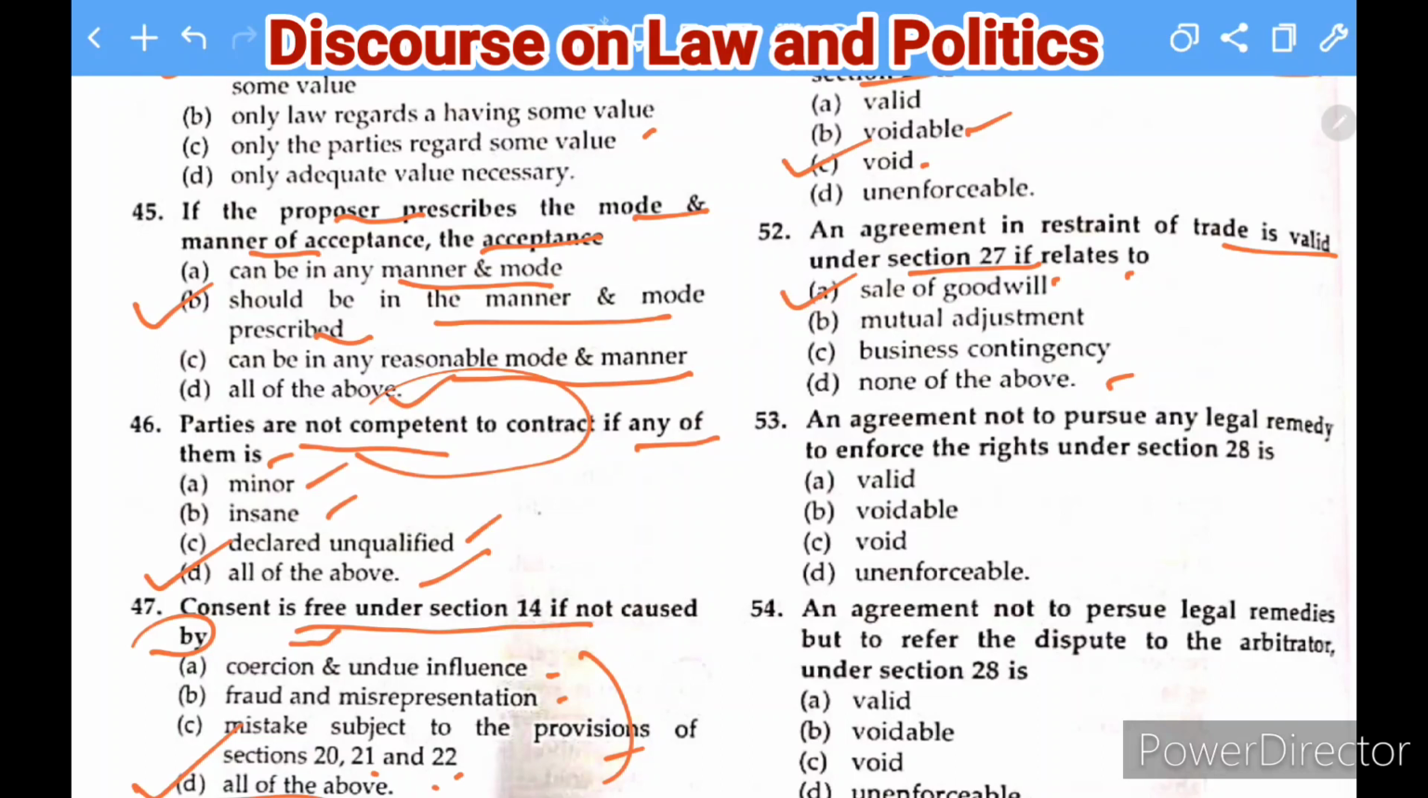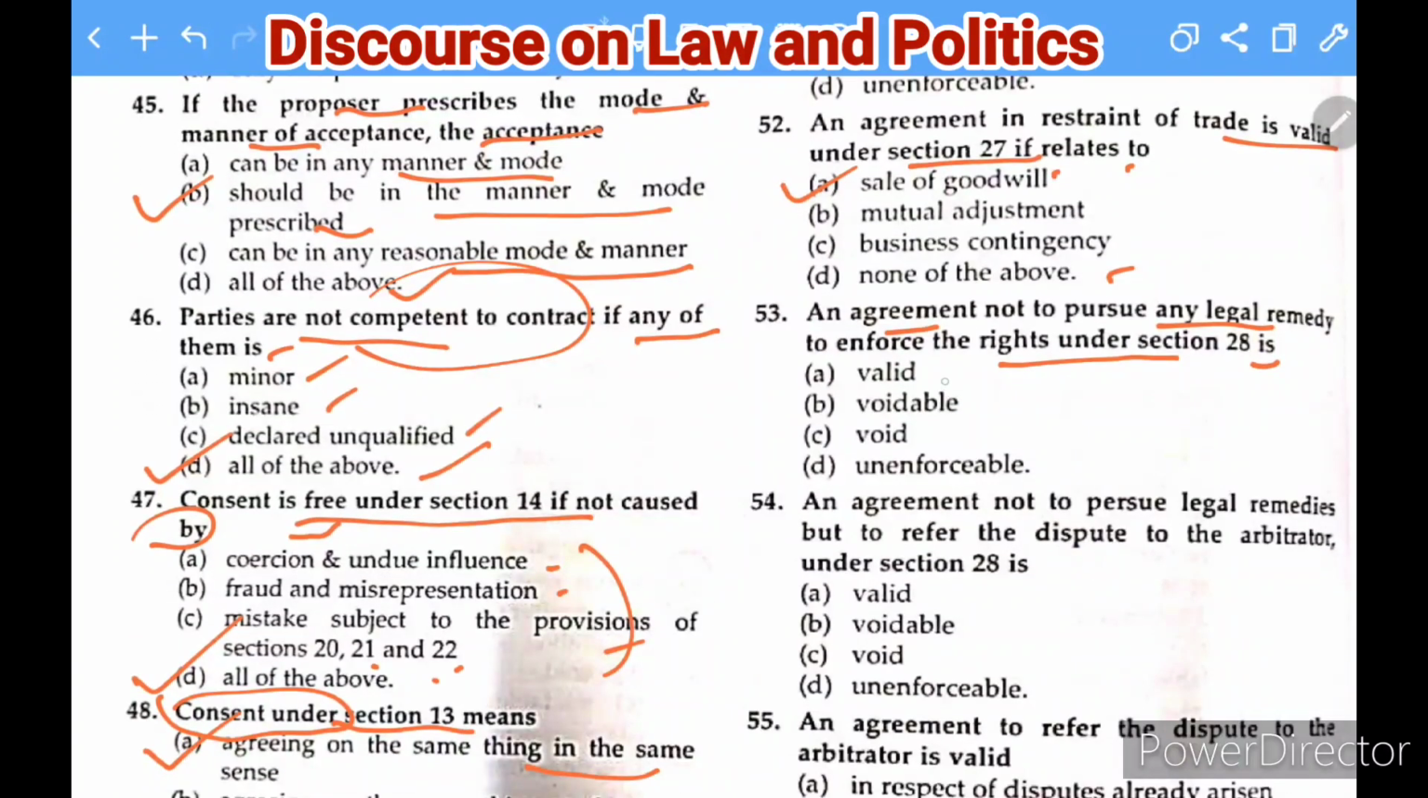Okay. Moving to the next question, an agreement not to pursue any legal remedy to enforce the rights under section 28 is whether it would be valid, voidable, void, or unenforceable.